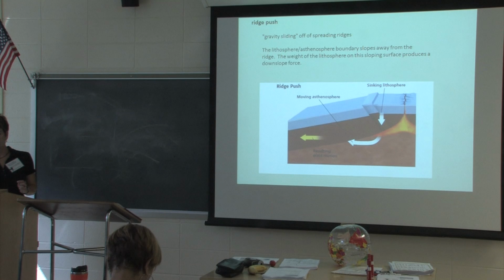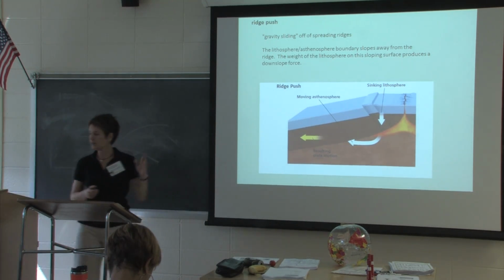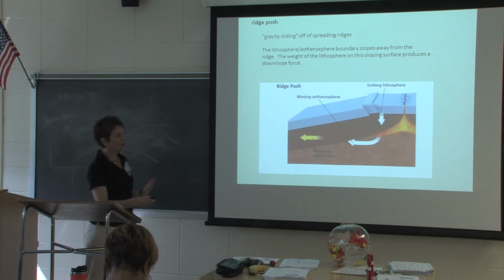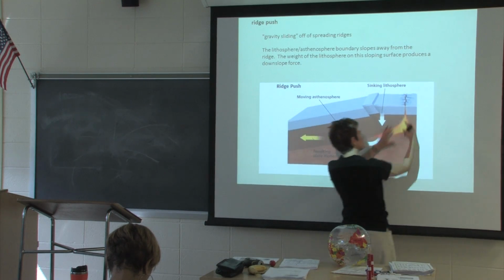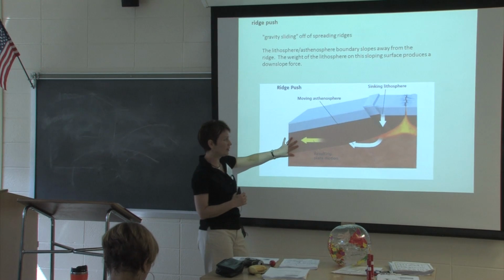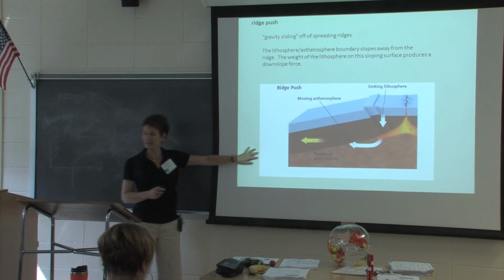All right. So let's just look at this in a little bit more detail. The original idea of ridge push was that we would develop a slope here from this magma, which is ascending. This slope then set up a gradient for gravity to pull, or for gravity to allow this plate to slide.